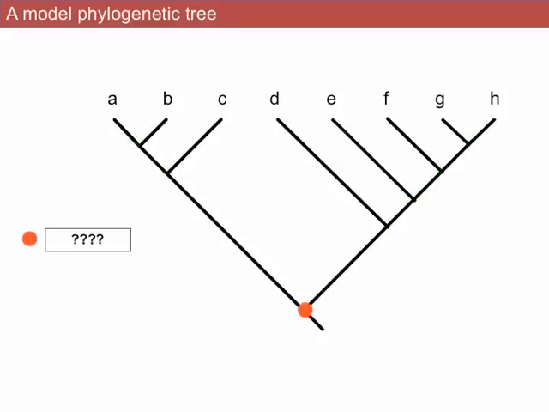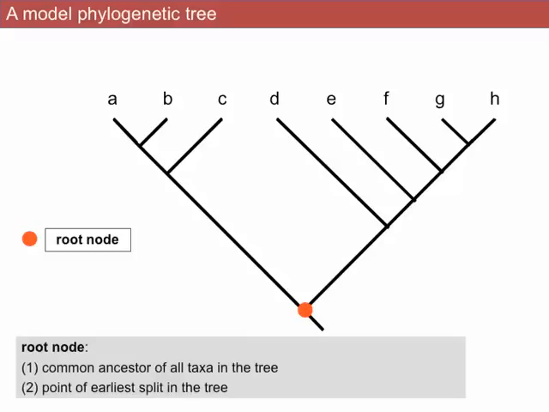And then there's one special other node in the tree. Anybody know what that's called? Yeah, it's the root node, not the root, and we'll come back to that in a second. This is the root node, and it represents the most recent common ancestor of all of the taxa that are shown in the tree. Or again, thinking from the past into the present, the point of the earliest evolutionary split for the ancestry of the groups being studied.